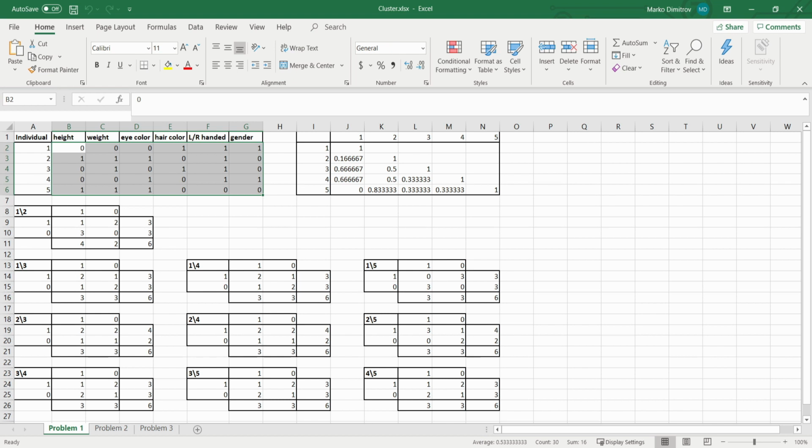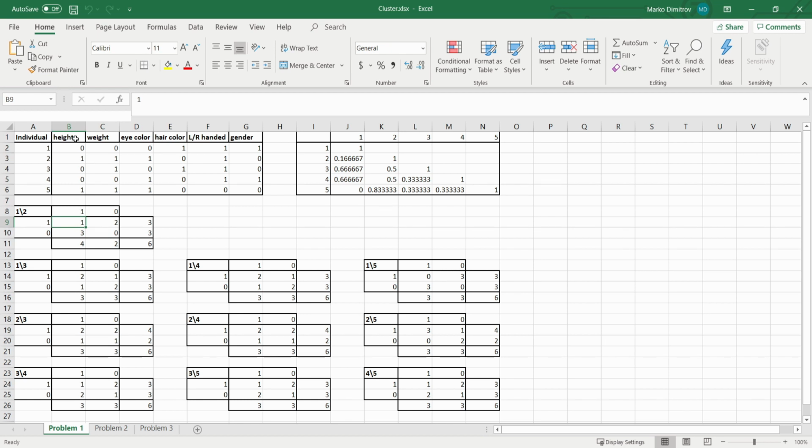Then we need to create those contingency tables for every pair of individuals. So 1, 2, then 1, 3, 1, 4, and 1, 5. So notice that 1, 5 and 5, 1 is the same pair of individuals. So you do not need to compute both of those. Okay, so we want to see mismatches and matches. Mismatches would be these two, so 0, 1 and 1, 0. And 0, 0 matches and 1, 1 matches.